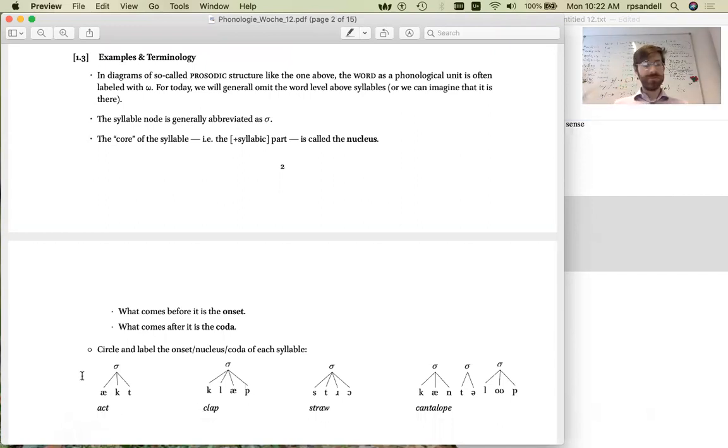So I'll wait a few seconds before I talk about each word so that you have time to think to yourself about which segments constitute nuclei, which segments constitute codas, which segments constitute onsets, and so on.